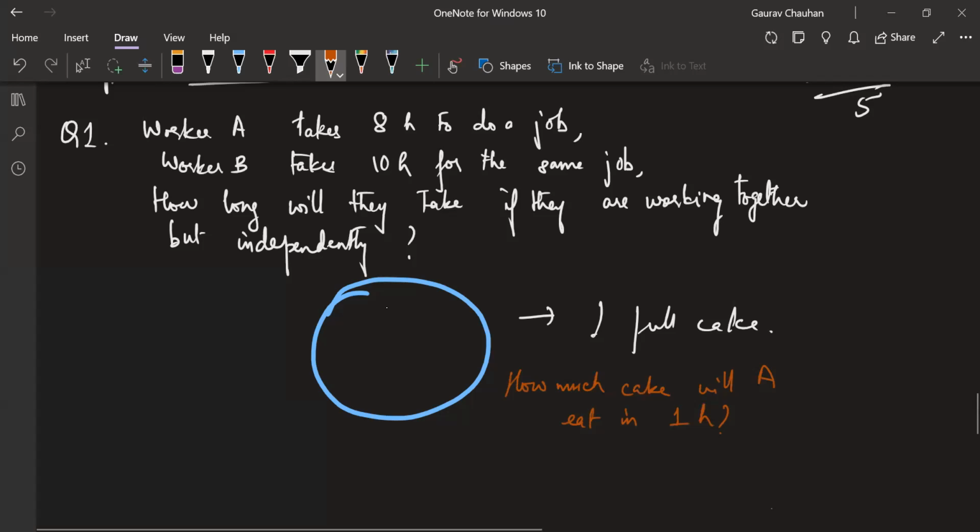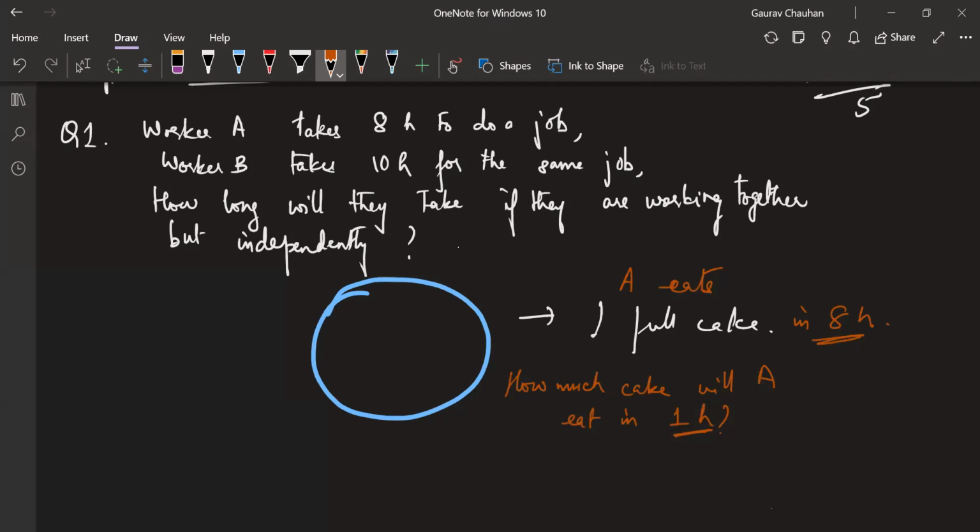Okay, how much of the cake. Nishi, we will compare this particular question later. So worker A eats one full cake in 8 hours. I am taking the job to be eating the cake. It does not matter what the job is. Worker A eats one full cake in 8 hours. How much cake will A eat in 1 hour? I want it in the chat box.